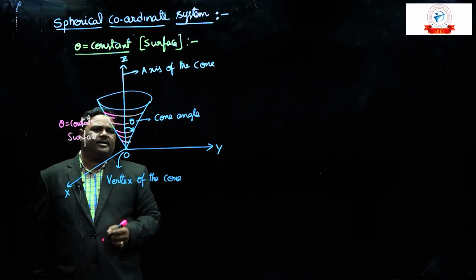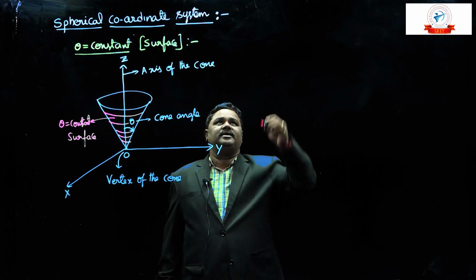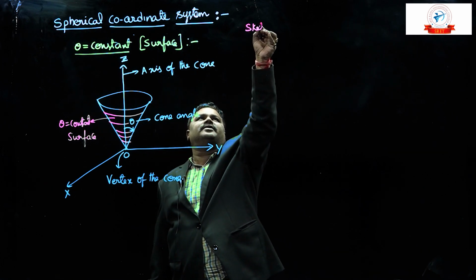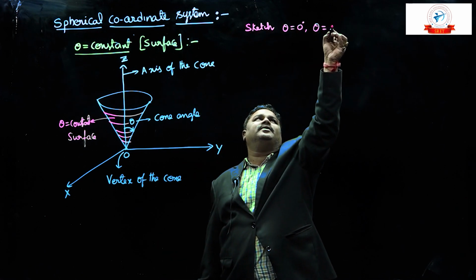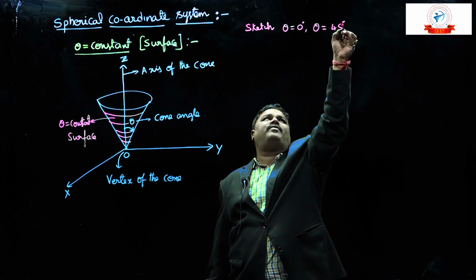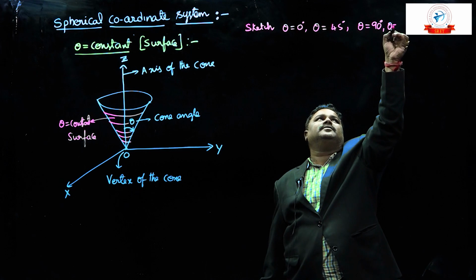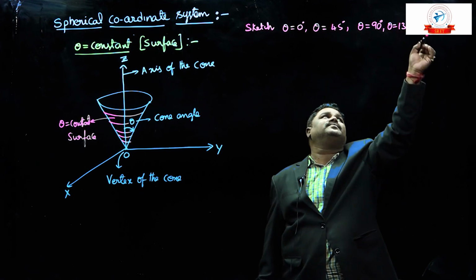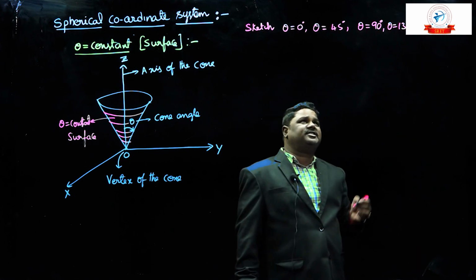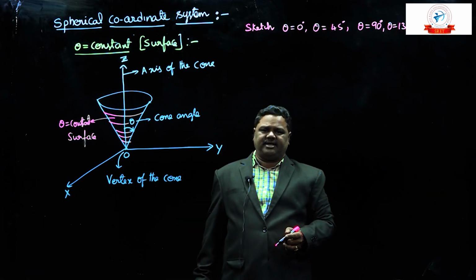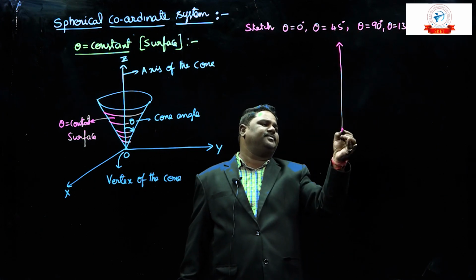To better understand this theta equal to constant surface, let us sketch a few diagrams. Let us sketch theta equal to 0, theta equal to 45, theta equal to 90, theta equal to 135 and theta equal to 180. Let us sketch these theta equal to constant surfaces. For that, let us consider the coordinate axis.